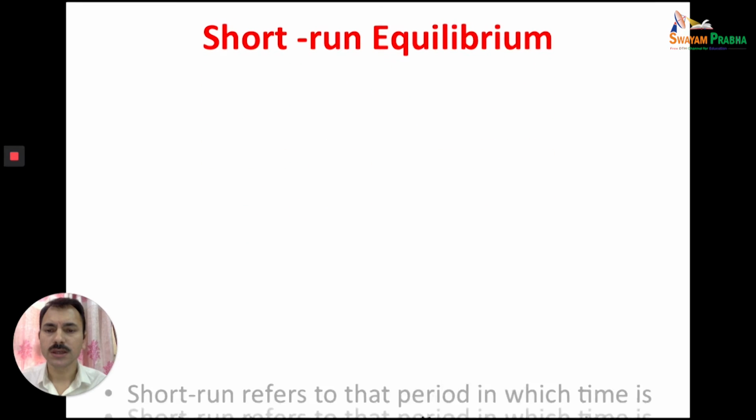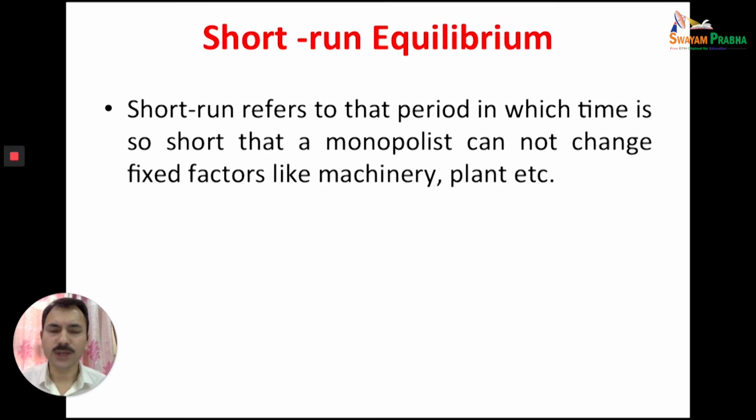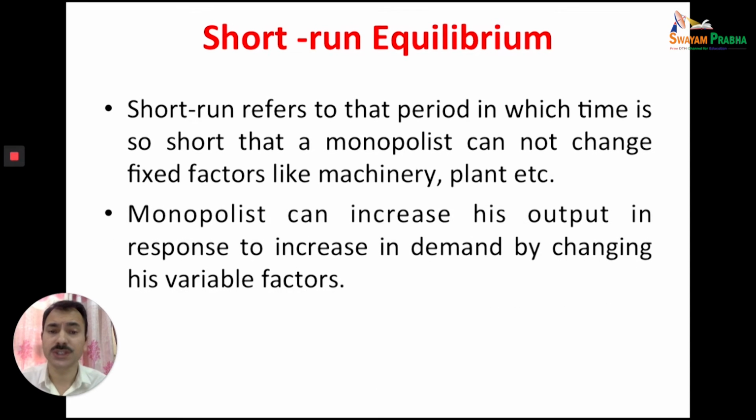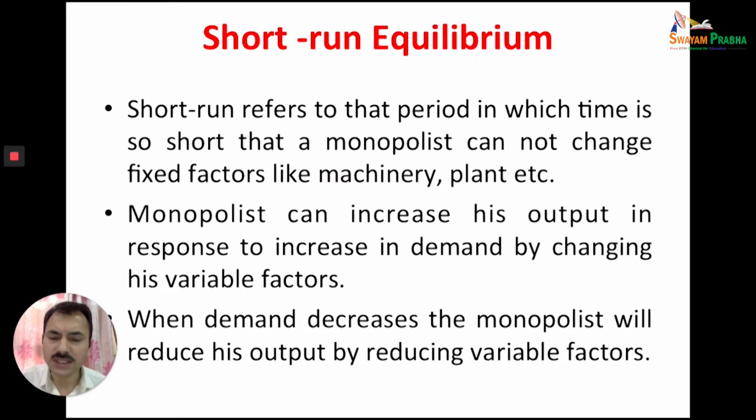By short period we mean when some factors of production are fixed. Short term refers to that period in which time is so short that a monopolist cannot change fixed factors of production like machinery and plant. He can increase the production up to his existing capacity only. Supply cannot be changed. The monopolist can increase his output in response to an increase in demand by changing his variable factors. This means supply can increase up to the existing capacity of the producer.